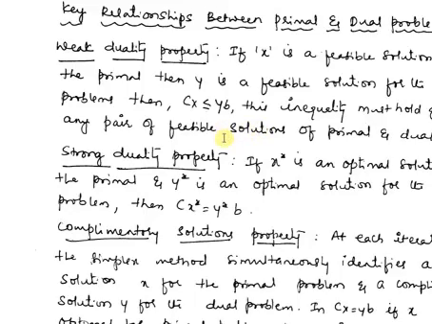Now, in the strong duality property, exactly the opposite, that is, let's say x star is an optimal solution of the primal and y star is the optimal solution for the dual problem, then c x star is equal to y star b. I hope you are getting it. Please pause the video wherever you don't understand and you can go through it once again.